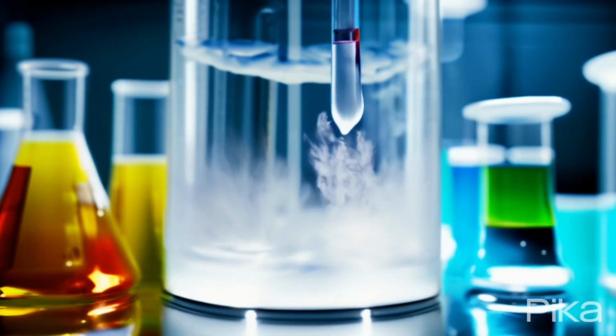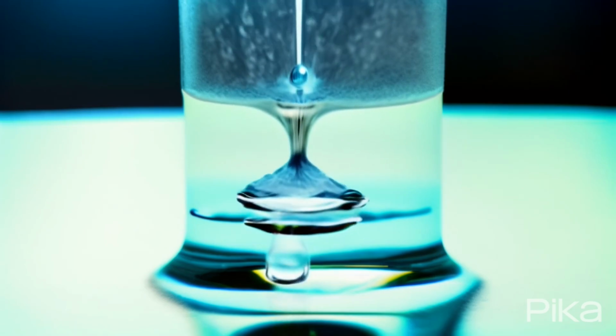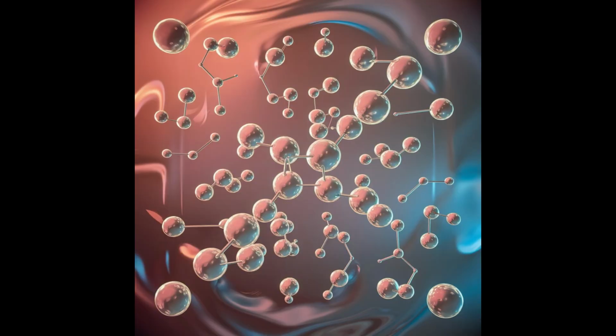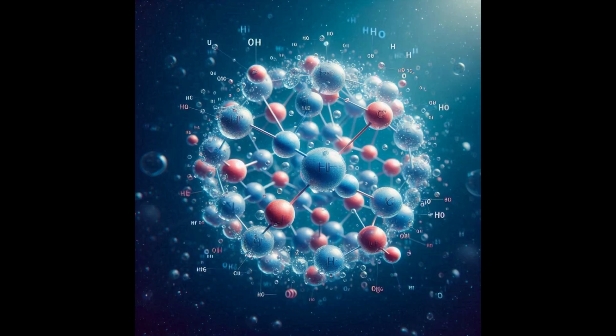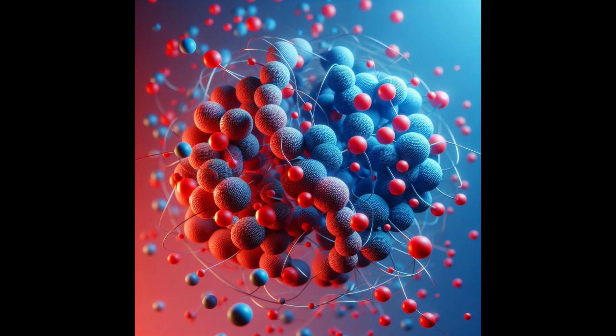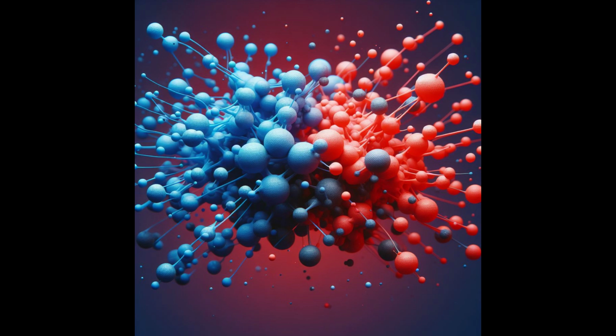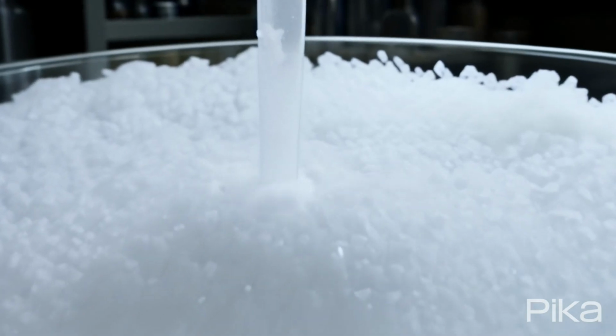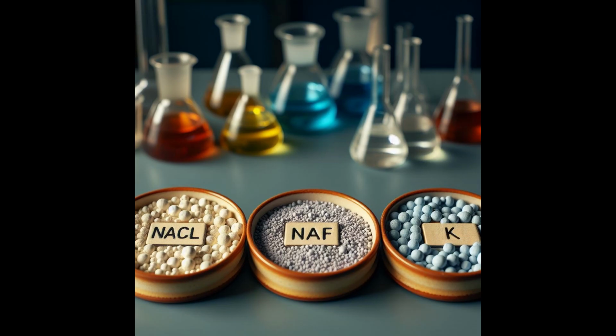First, we have polar solvents, such as water. These solvents have a partial positive charge on one end and a partial negative charge on the other. Due to their polarity, polar solvents can dissolve ionic compounds and polar molecules. The positive and negative charges in the solvent attract the oppositely charged ions or polar molecules, effectively breaking them apart and allowing them to dissolve. As you can see, polar solvents like water are excellent at dissolving salts and other polar substances.